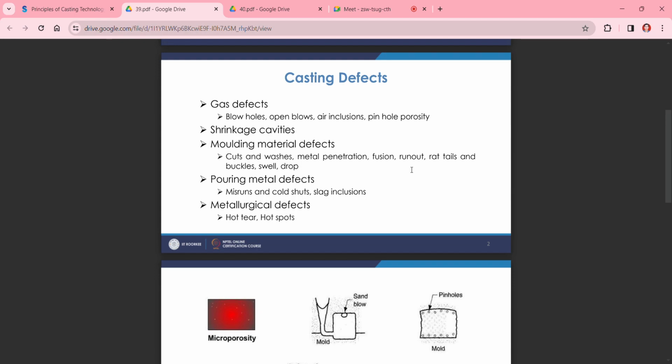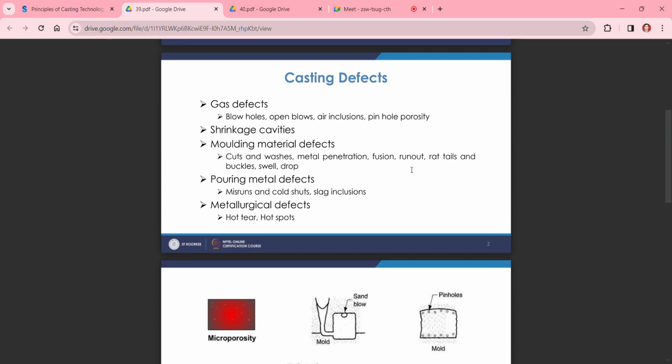Then open blows, and then air inclusion. If any air is trapped inside your casting, that will create the air inclusion defect. For remedying these types of defects, what we generally do before pouring the molten metal into the sand mold is burn it. We can provide some kerosene or something like that, and burn it.